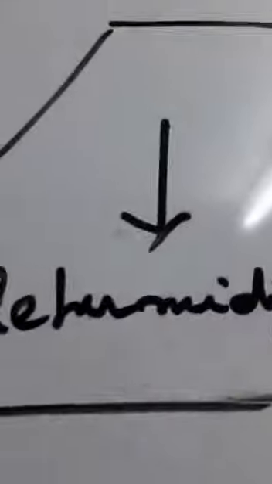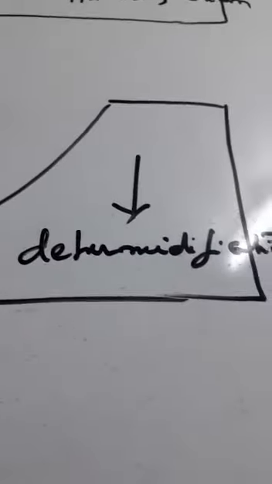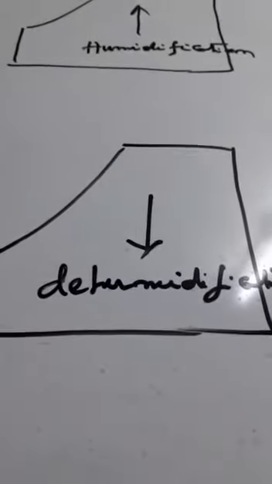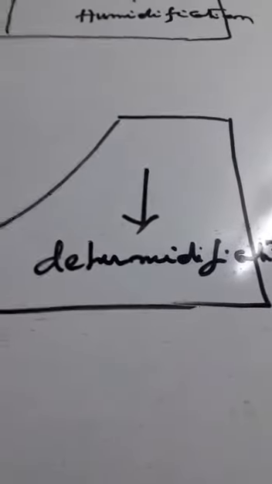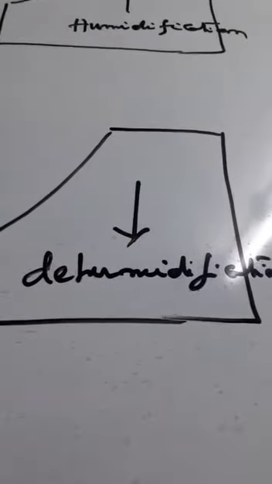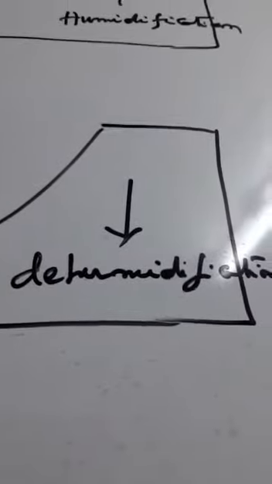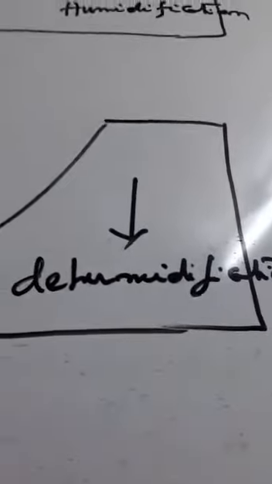And the fourth one is dehumidification. The line is downwards, vertically downwards. That means the moisture content is getting reduced. So it is dehumidification.